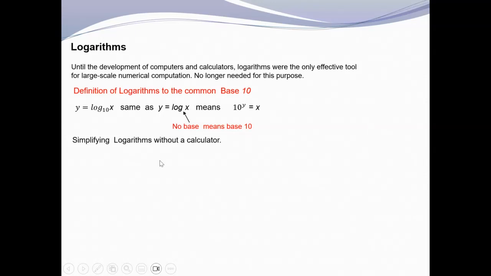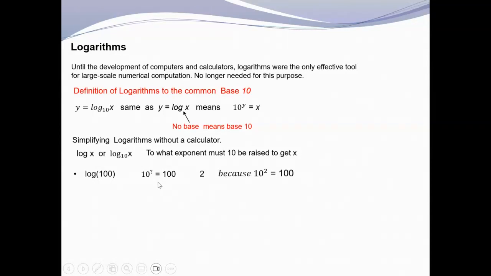Simplify the logarithm without a calculator. This is how you read it, because the base is 10: to what exponent must 10 be raised to get x? Example: my base is 10, so to what exponent must we raise 10 to get 100? That's how you read it. The answer is 2, because 10 squared gives us 100.